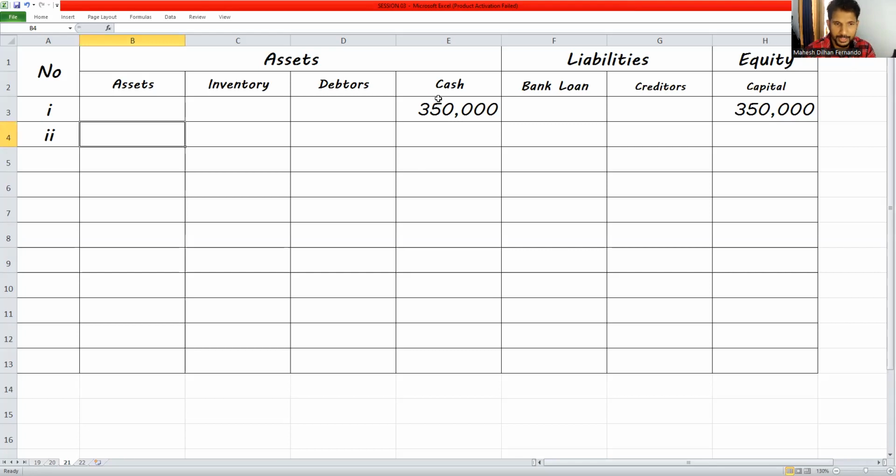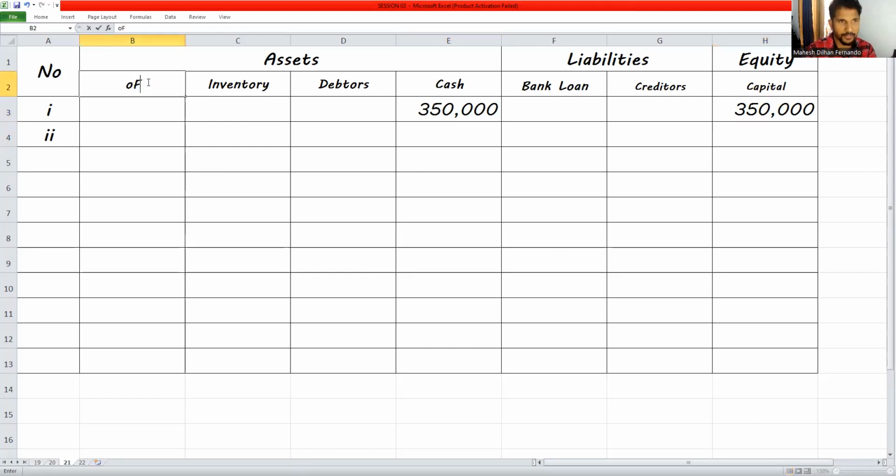Transaction number one. The owner has invested 350,000 as capital. What happens? Cash plus 150, capital plus 150. I told you in this accounting equation, the equal sign is in here. Now, transaction number two.